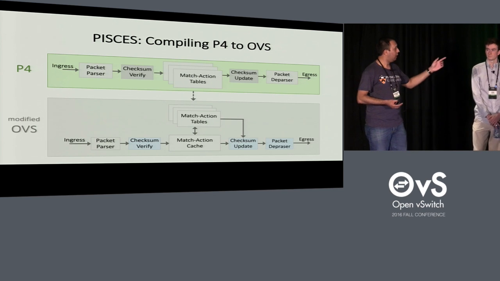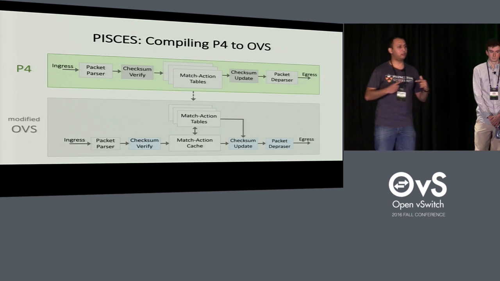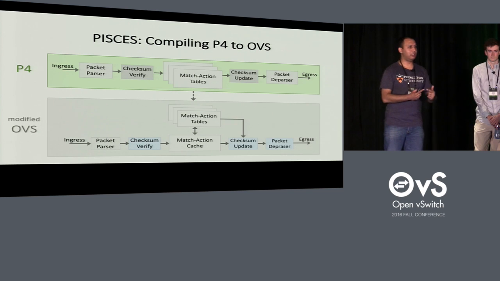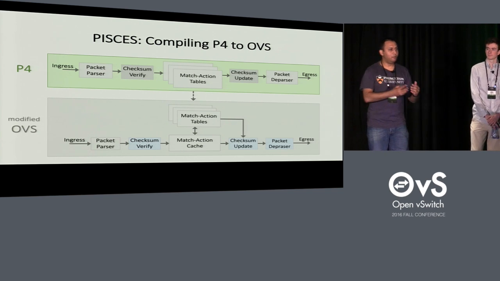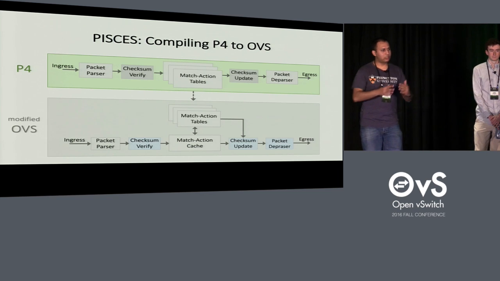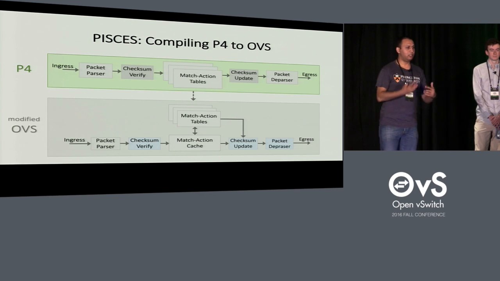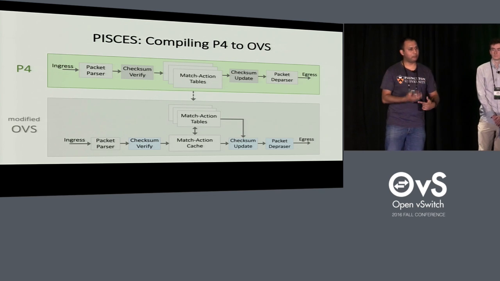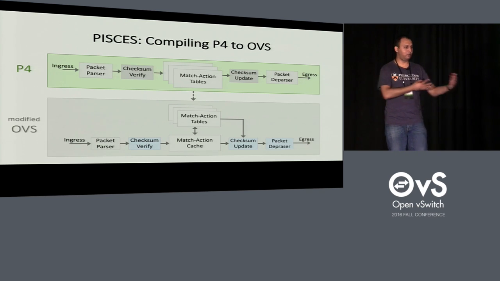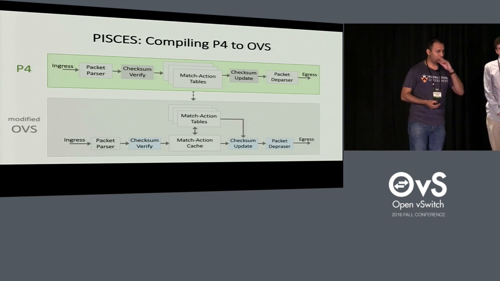For example, in the case of checksum verify, you do the checksum on the entire packet. And in the case of checksum update, you are again doing the checksum on the entire 12 IP fields, whereas you can do those checksums in software in an incremental fashion. So the compiler can actually learn those aspects and produce a more optimized implementation rather than going with the default one that the P4 forwarding model gives you.